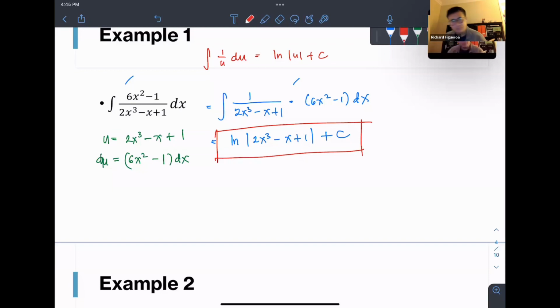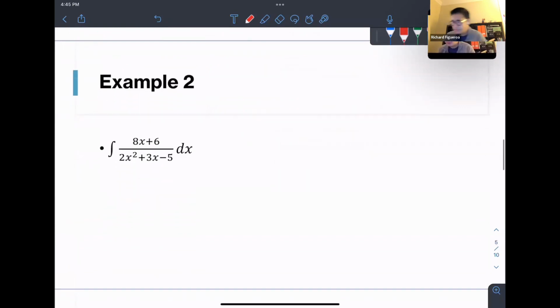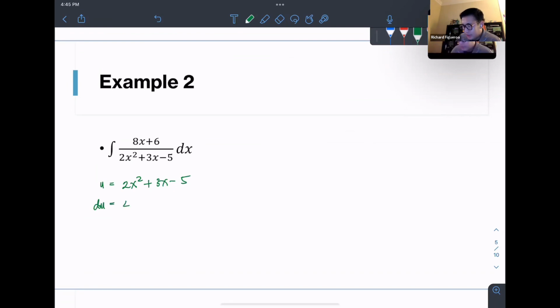Okay, so kuha pa. Second one. So again, u. So since natural logarithm to, yun sa baba ang u natin dyan. Okay. So 2x squared plus 3x minus 5. So derivative, so 4x plus 3.